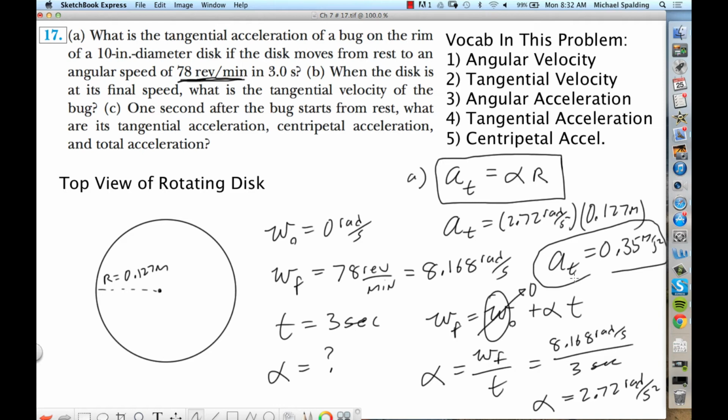Which way is that acceleration directed? So let's say the bug is right here. Which way is the tangential acceleration? Boom, it's that way. What does this mean, you guys? What does 0.35 meters per second squared mean? Every second, the velocity of the bug is 0.35 meters per second greater, tangentially. Tangent to the circle. Okay, second question. When the disk is at its final speed, what is the tangential velocity?